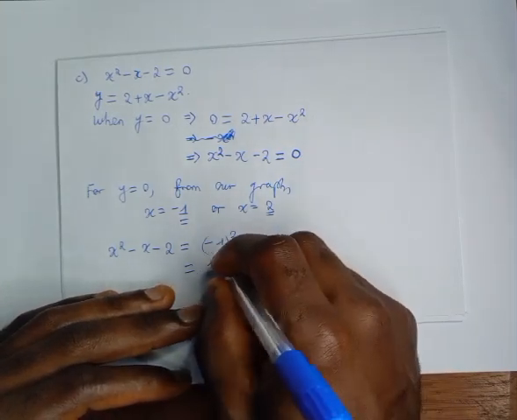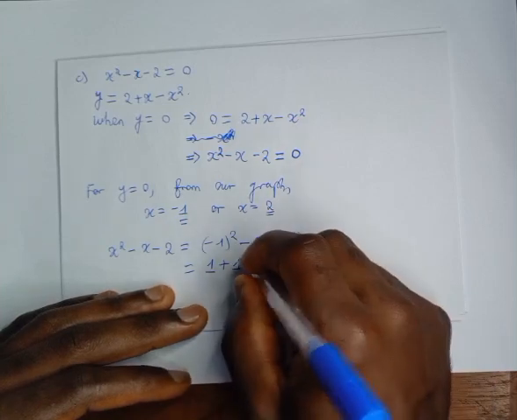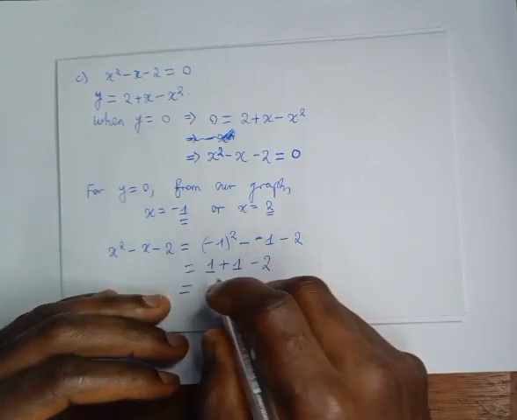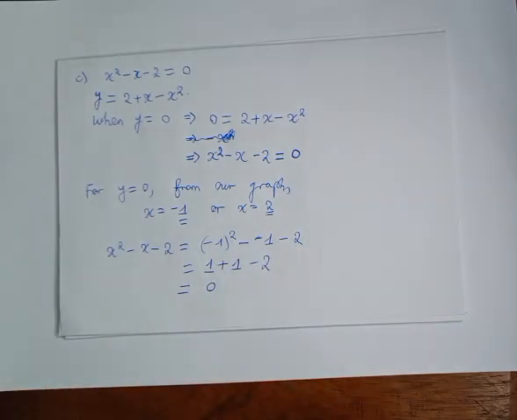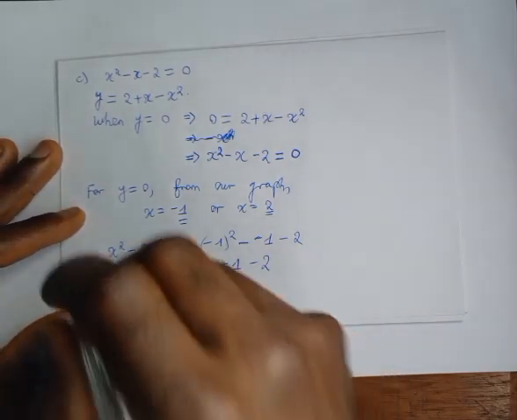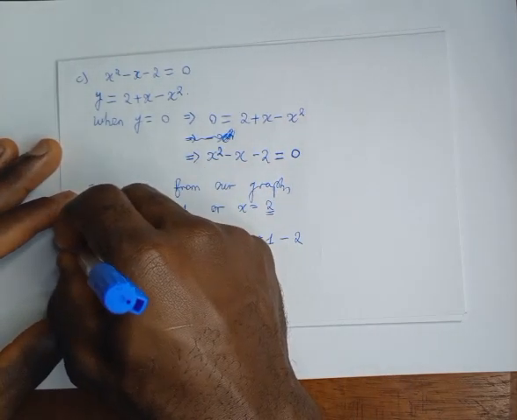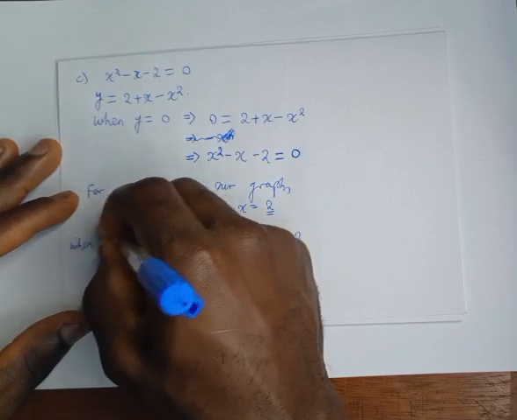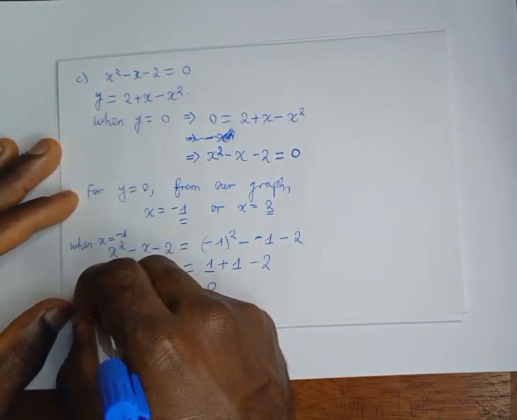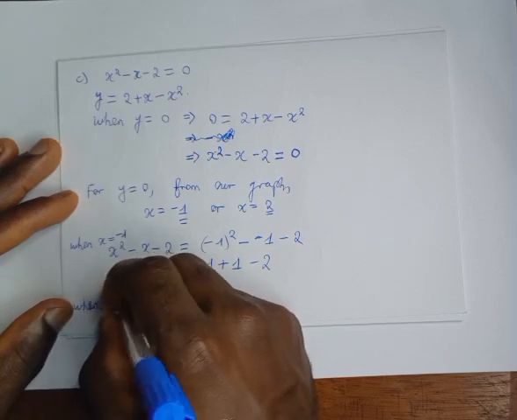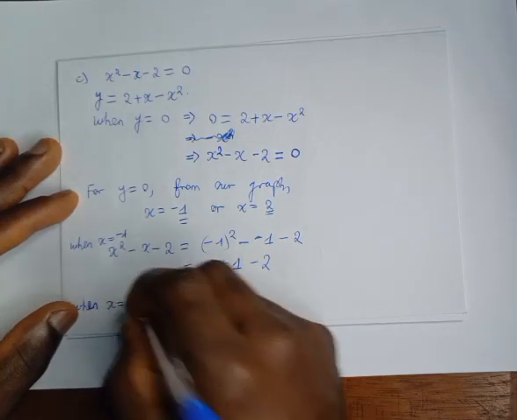Negative, applying the sign rule gives positive. 1 plus 1 minus 2 is simply equal to 1 plus 1 gives 2, minus 2, which is 0. If you replace x with 2, this one is for when x is equal to 1, -1. Go to the next, when x is equal to 2.